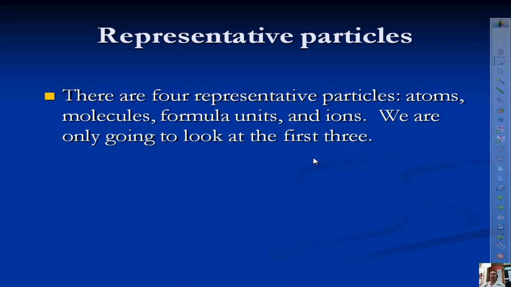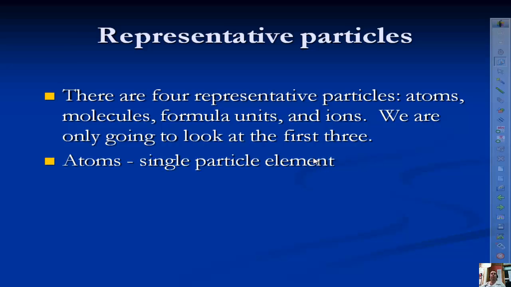Ions are positive or negative, one gaining electrons, one losing electrons. But you can never just have something gaining electrons all by itself. Atoms can be by themselves. Molecules can be by themselves. Formula units can also be by themselves. But ions will not be represented by themselves.